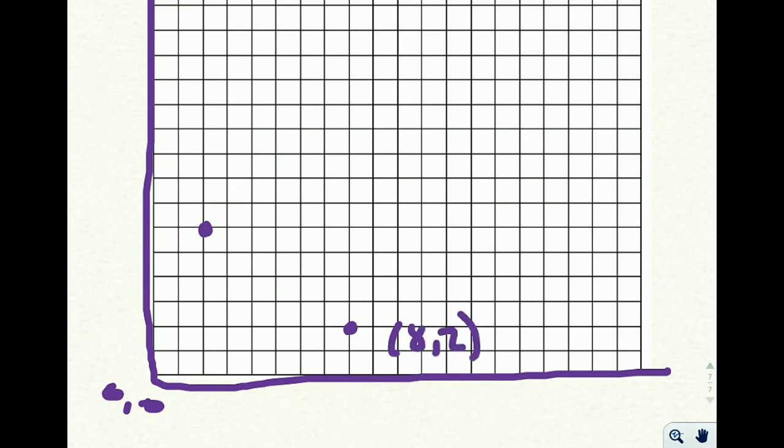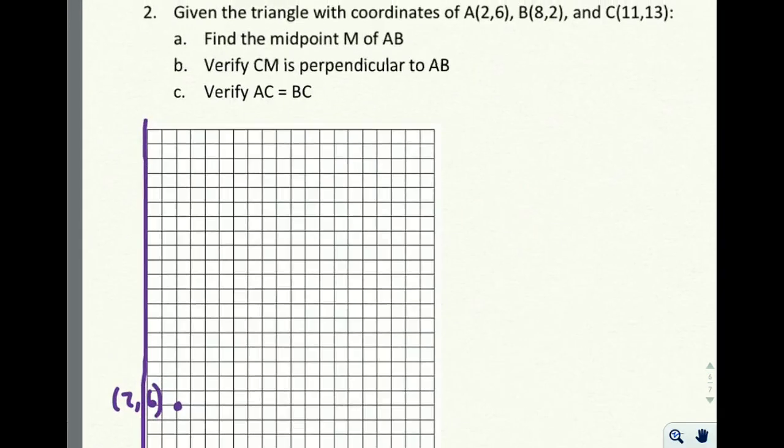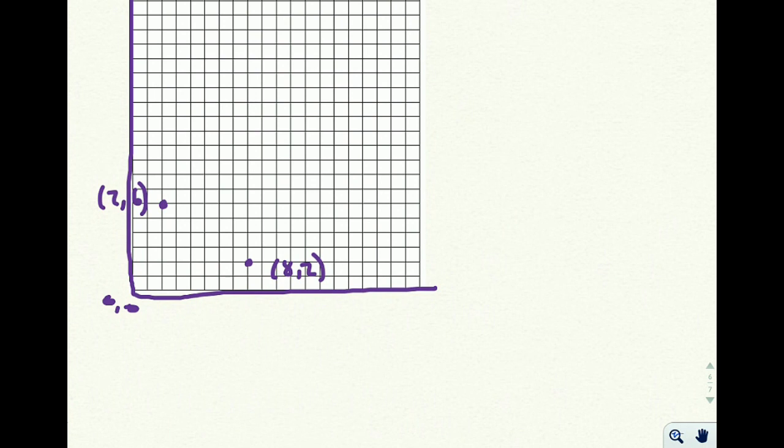I should label my points here. And then my final point is 11, 13. So 3 more over, and then 8, 9, 10. 13 is going to be up here. So I have all 3 of my points, and I'm going to connect my triangle together.